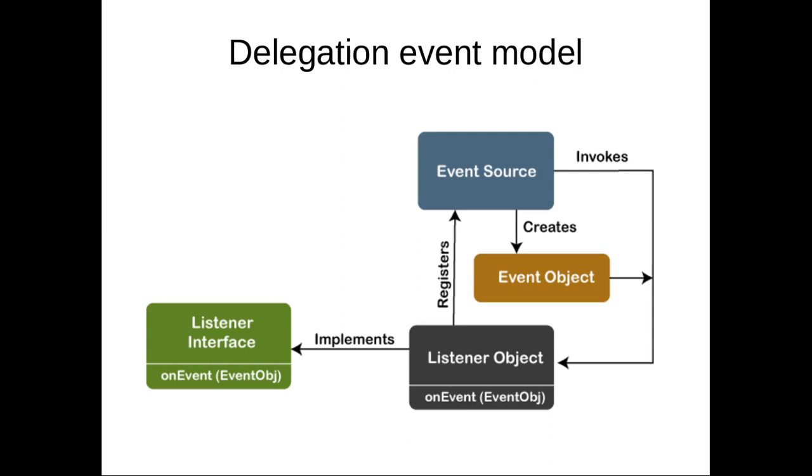Apart from mouse and keyboard, other sources are also there, and if you have a source, it will create an event object. For example, suppose that you have a submit button. When you press that submit button, an event will be generated, and that event notification will be given to all listener objects who are registered with this event source.